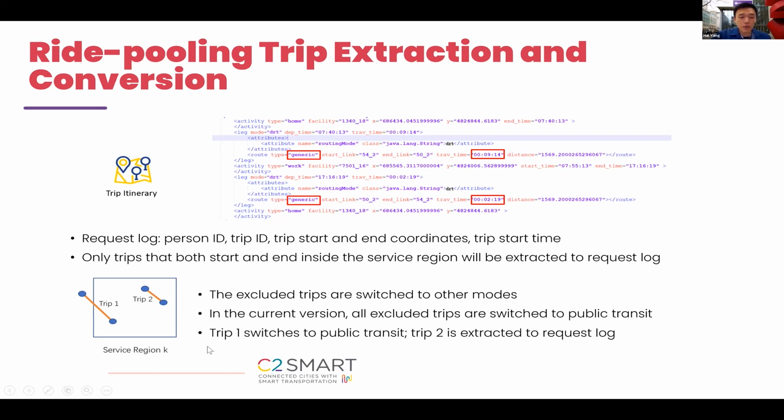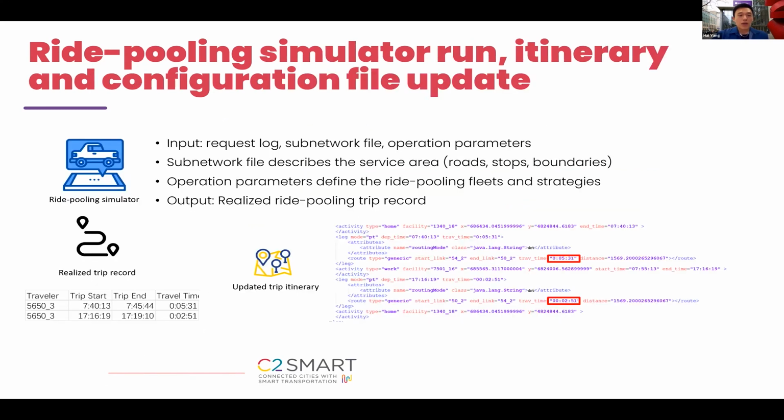So for this example, trip one will be switched to public transit, but trip two will be extracted to the request log. So trip two will be updated accordingly in the following local simulator.